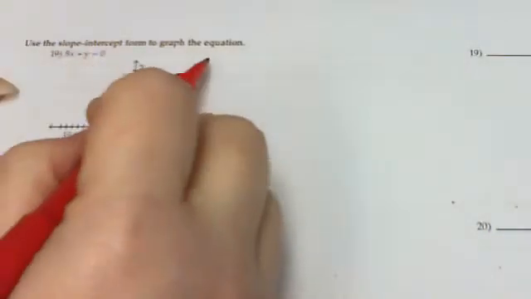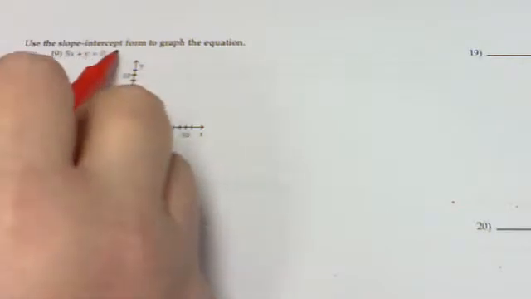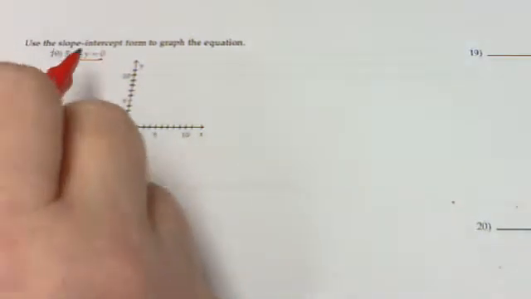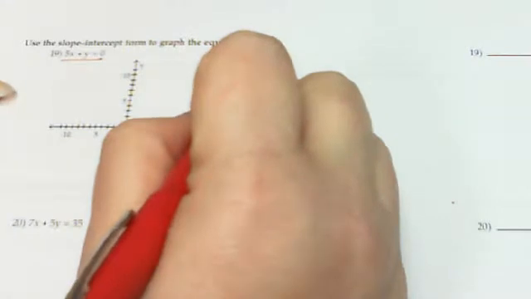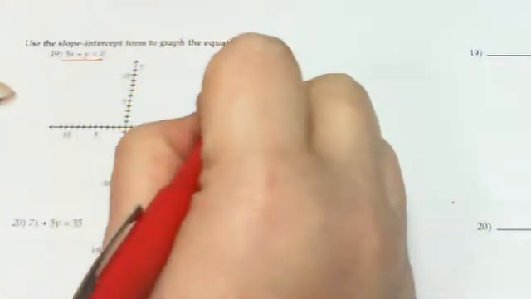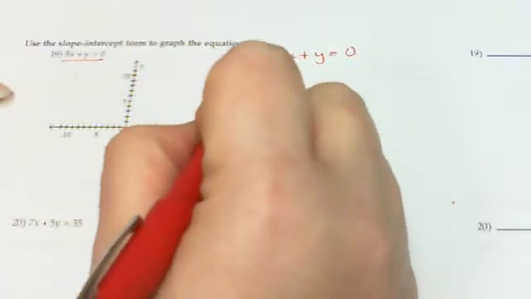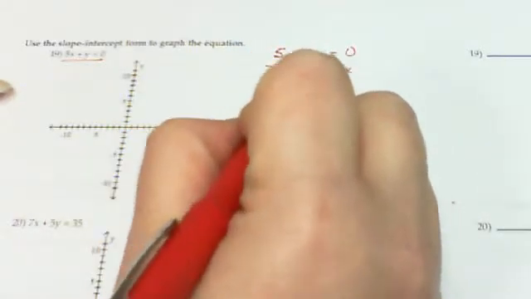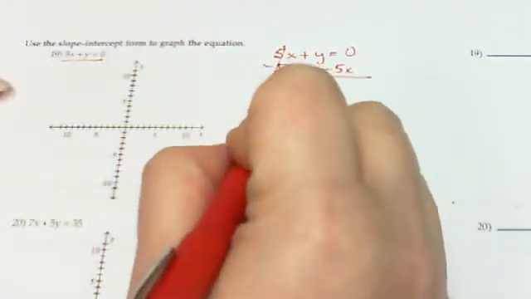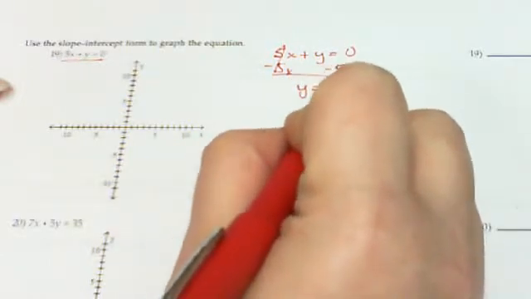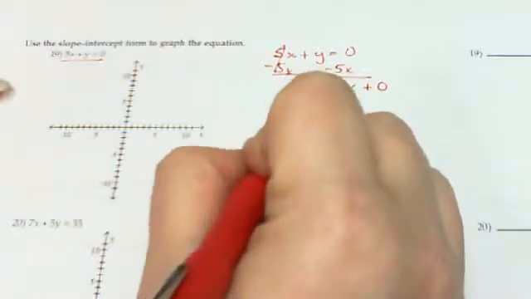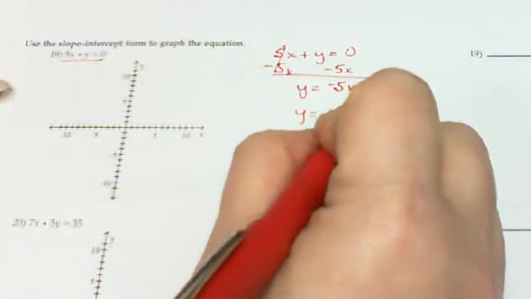And we're back with page 5. They want us to use the slope-intercept form to graph the equation. If you'll notice, it's not in slope-intercept form, so the first thing we're going to have to do is put it in slope-intercept form. So I have 5x plus y is equal to 0. I can move my 5x to the other side, which gives me y equals negative 5x plus 0, which looks like y equals mx plus b.